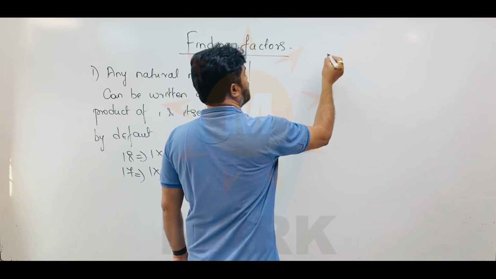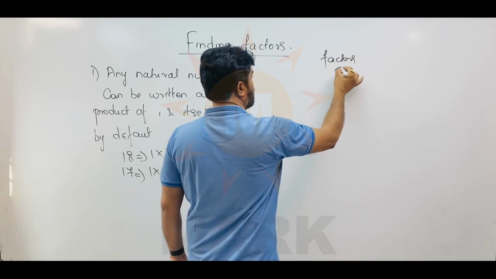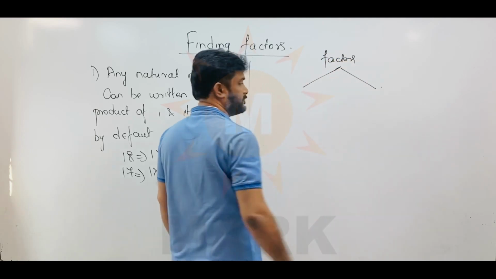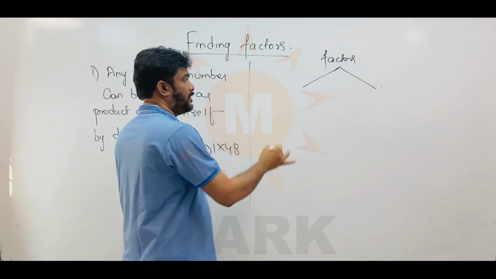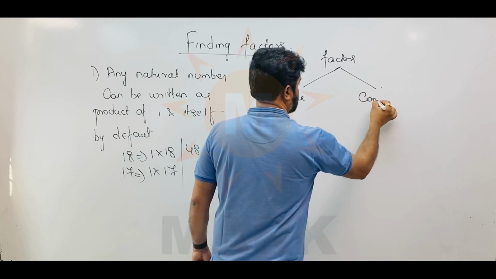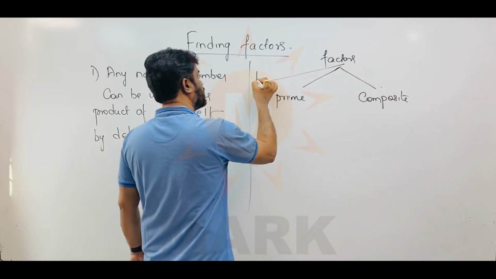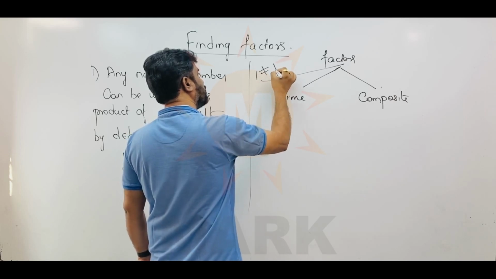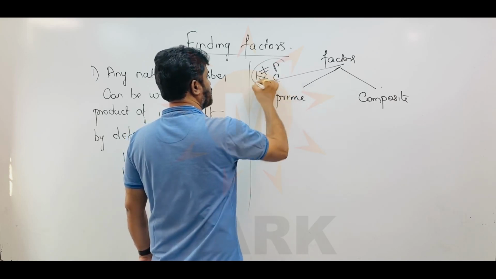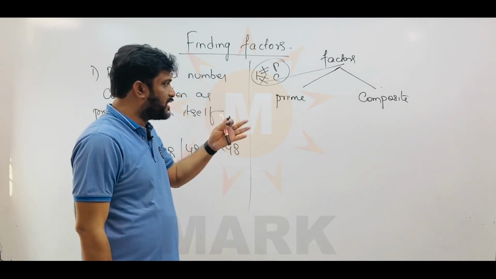Numbers, based on factors, if I take, there are two kinds of numbers: prime numbers and composite numbers. Friends, one is neither a prime nor a composite. So one is neither a prime number nor a composite. We are starting from two.